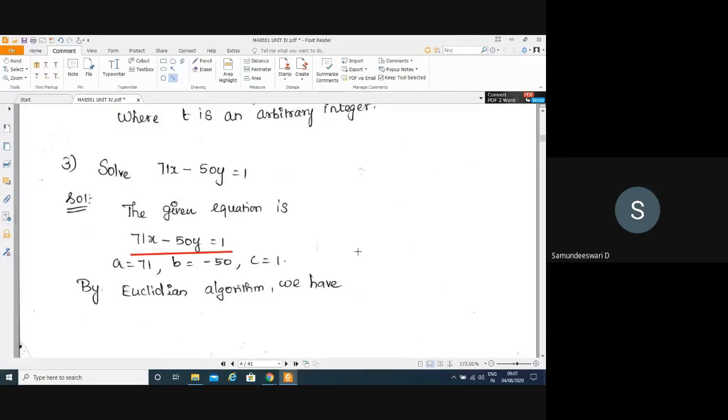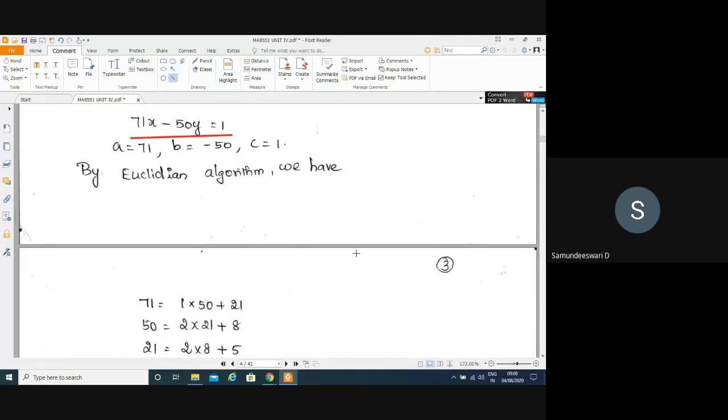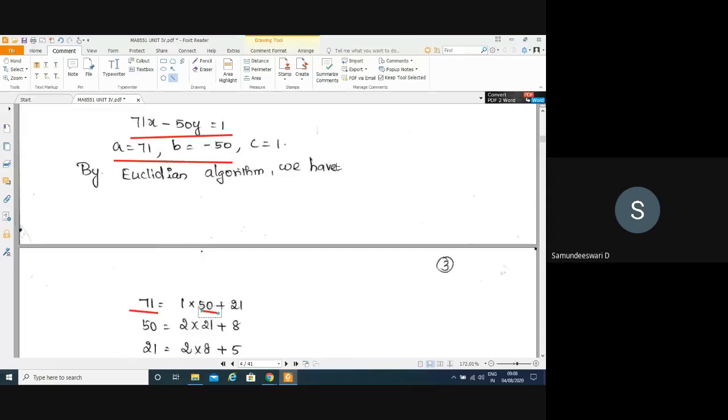Next I'm going to find the D value. D is the GCD of A comma B. By using the Euclidean algorithm procedure, I'm going to find the GCD value. In this, your B value is minus 50, but you have to take only the positive value. Don't take the negative sign. Consider only the magnitude.